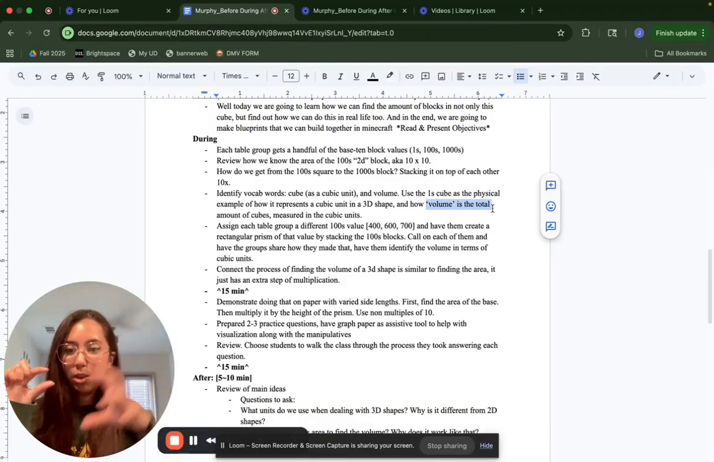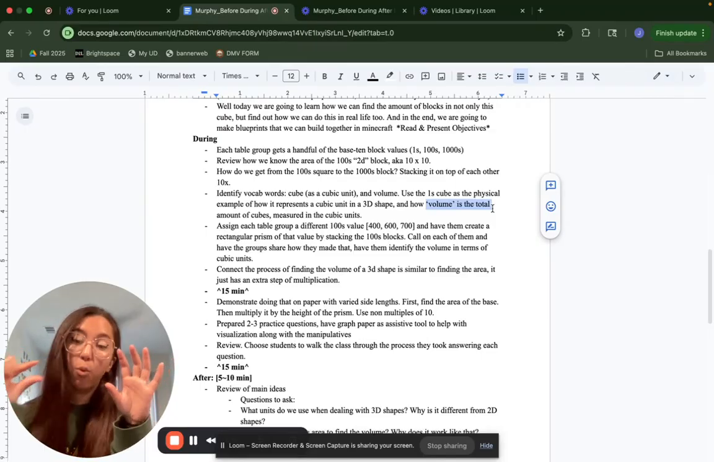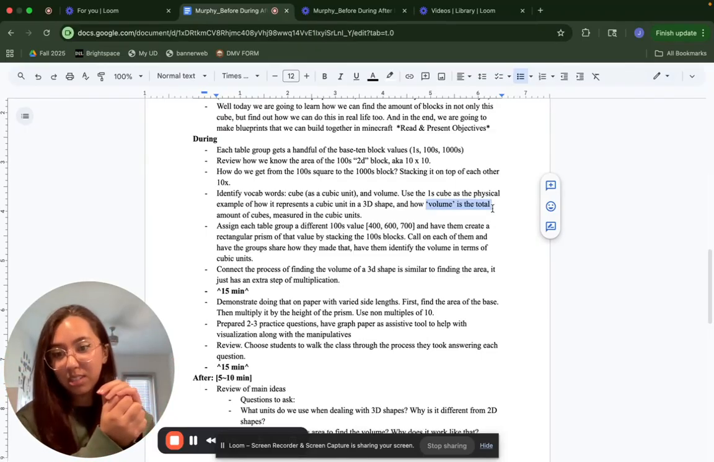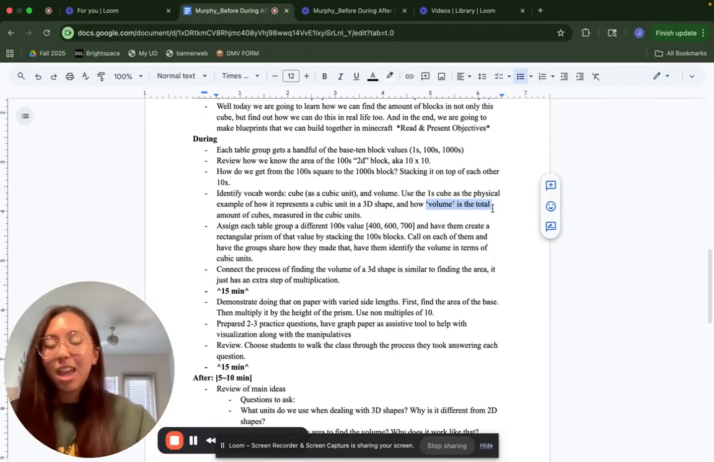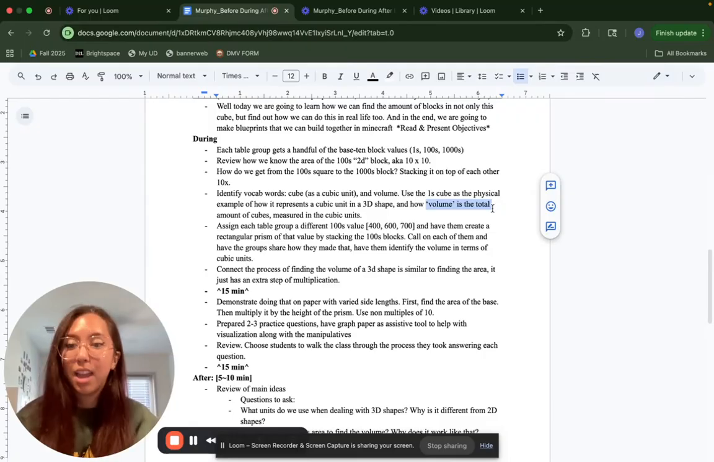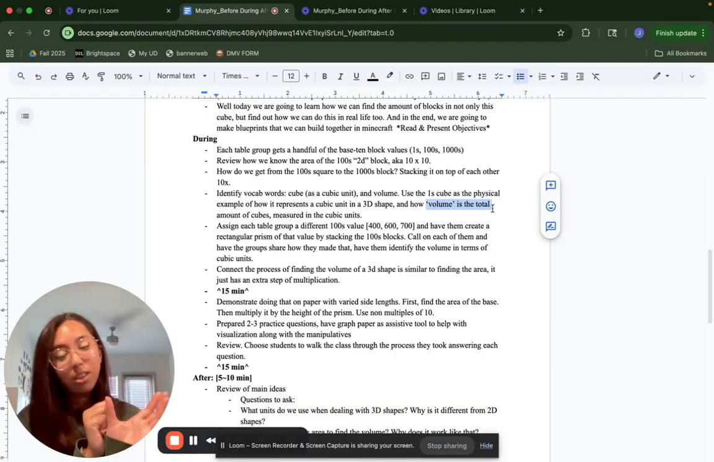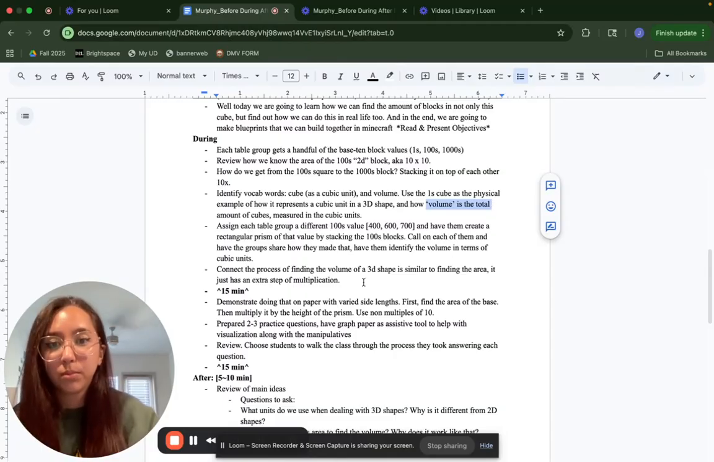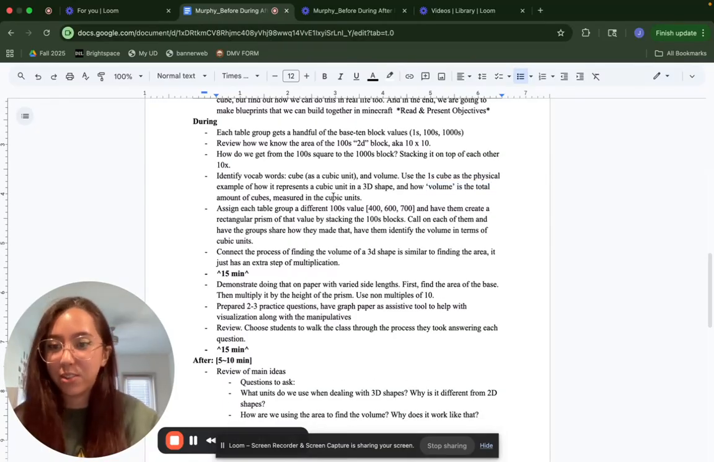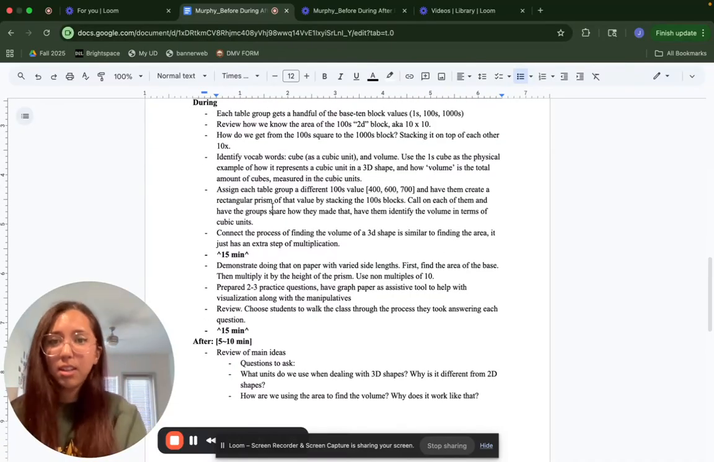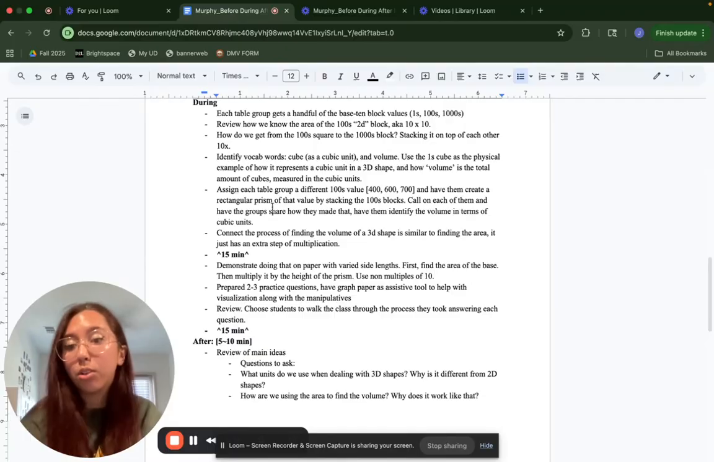So I'll show them the ones cube and the thousands block, and they'll see that the ones cube goes into this block 1,000 times. And like saying that maybe the ones cube is a centimeter, I can show how that ones cube is 1 centimeter cube. And because it goes into the volume 1,000 times, the volume of that cube is 1,000 centimeters cubed, or 1,000 cubic units.